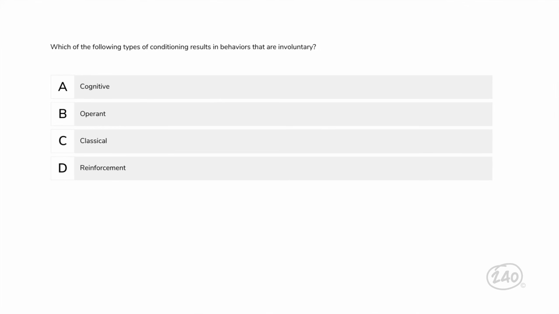Let's move on to a question in domain 4, geography, culture, and social sciences. For this one, we're going to focus on a psychology question. Let's take a quick look. Which of the following types of conditioning results in behaviors that are involuntary? This is another one where it will be hard to reason through the answer. You kind of just have to know it.